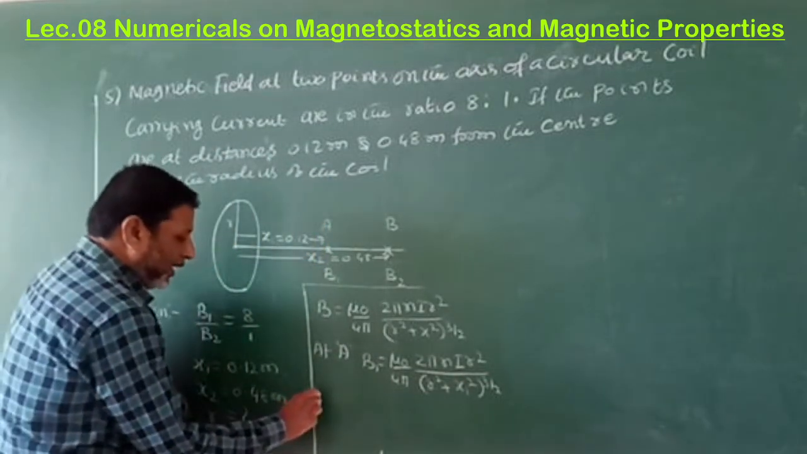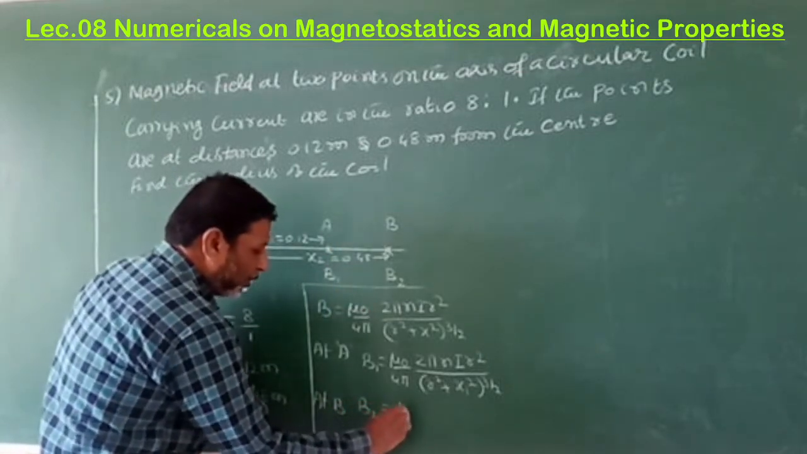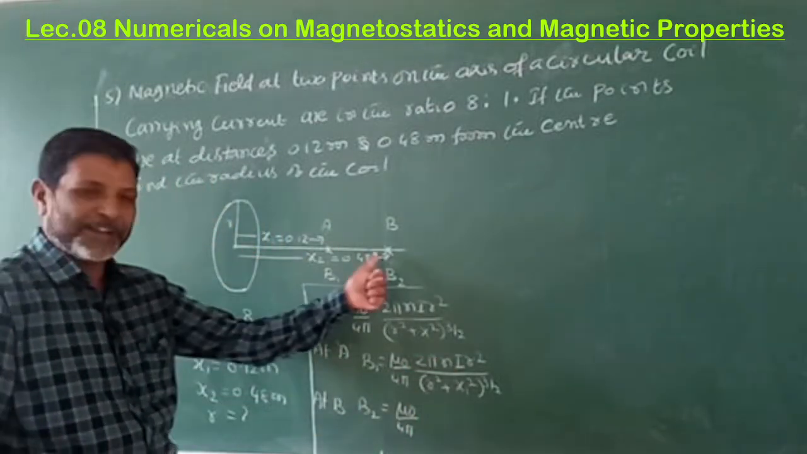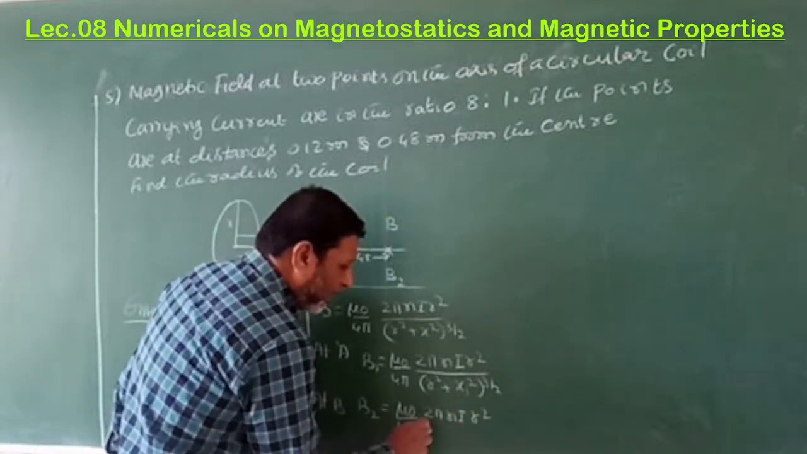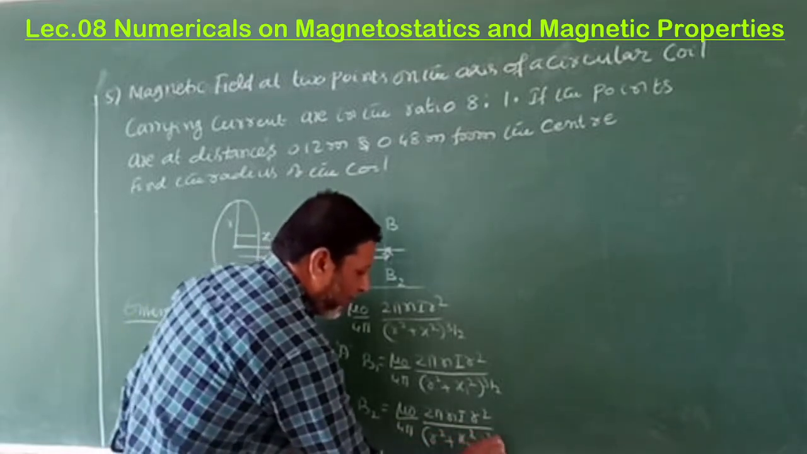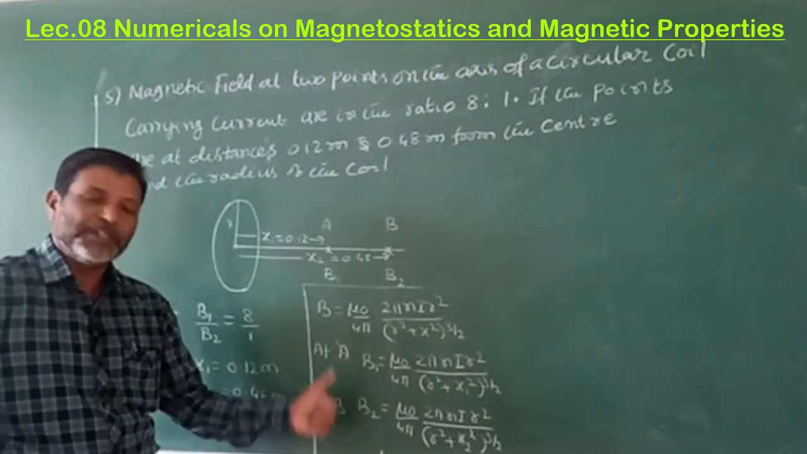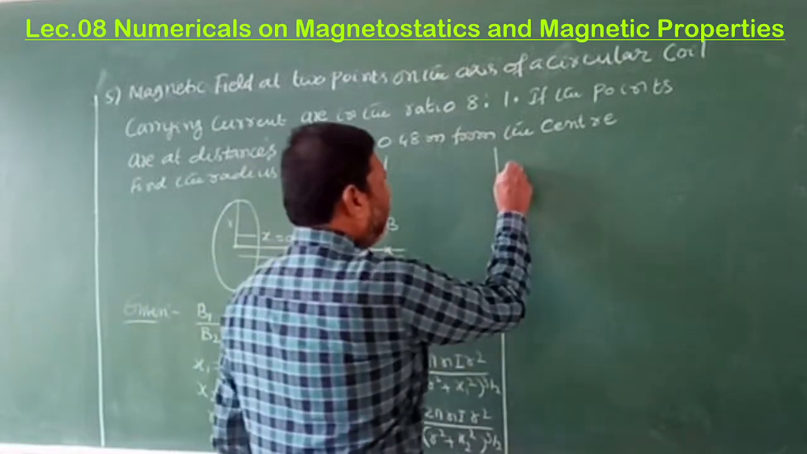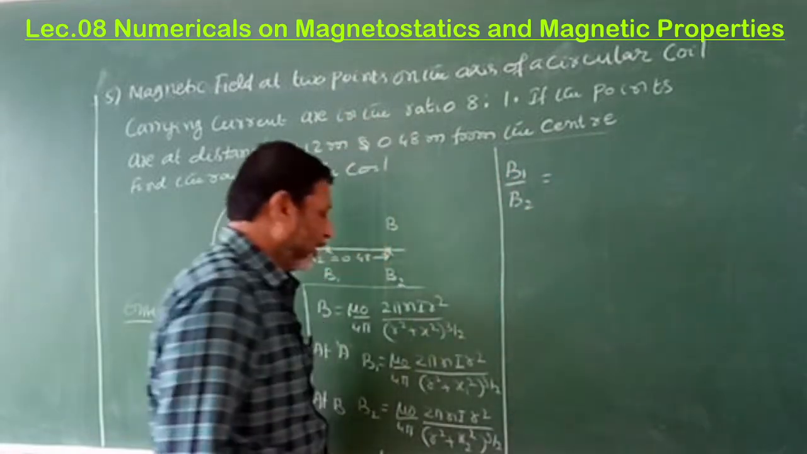Next at B, the field is B2, mu naught divided by 4 pi. All the values are the same, only the distance is different. Here it is 2 pi N i r square divided by r square plus x2 square, raised to 3 by 2. Now since the ratio of B1 to B2 is given, you divide these two equations. Then you see what you get for B1 divided by B2.